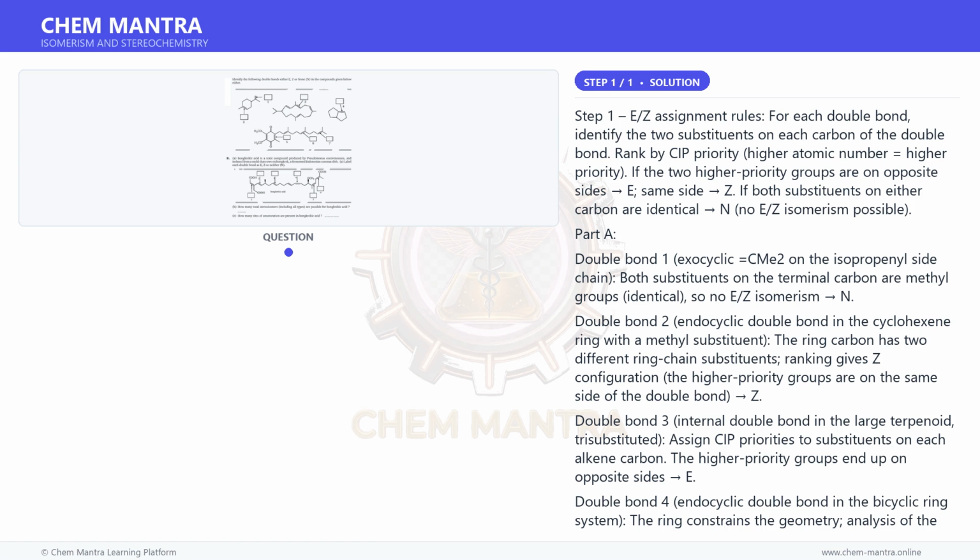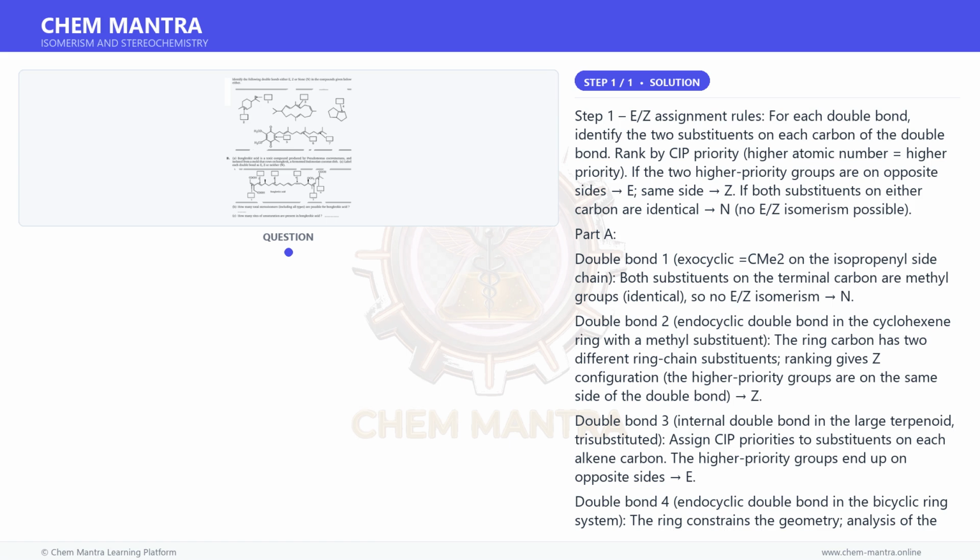Double bond 5, first double bond of the polyisoprenoid chain of ubiquinone, adjacent to the aromatic ring. The two carbons of this double bond bear different substituents. Priorities give Z. Double bond 6, next internal double bond in the chain. Priorities give opposite arrangement, E.